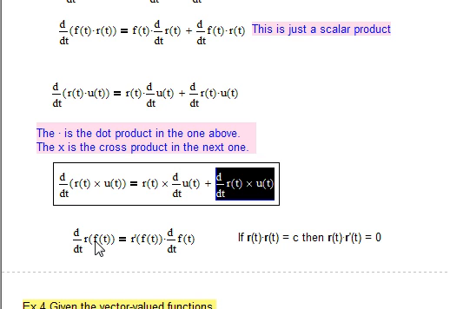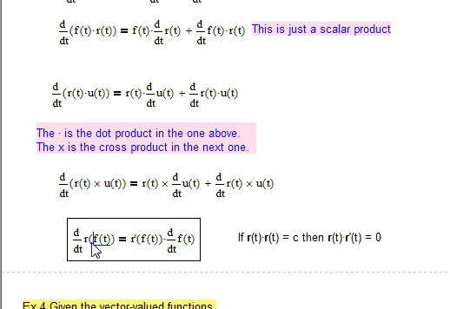Now, if we have a vector valued function evaluated not at t but at some f of t, and we want the derivative of that, then it's the derivative of the vector valued function evaluated at f of t, but then from the chain rule times the derivative of the inside function. So the chain rule applies to vector valued functions.